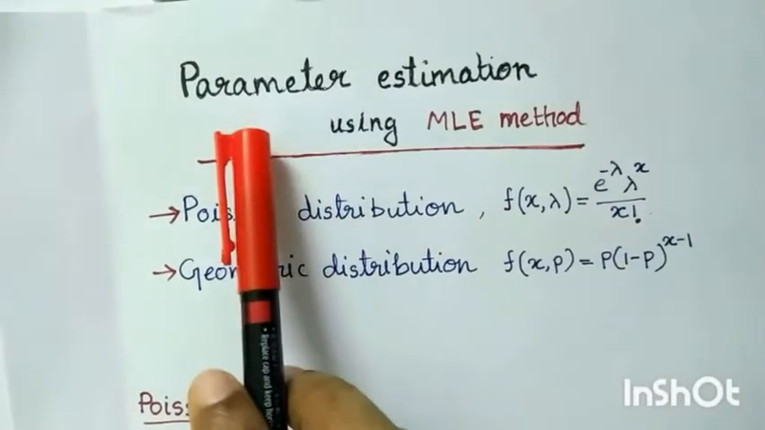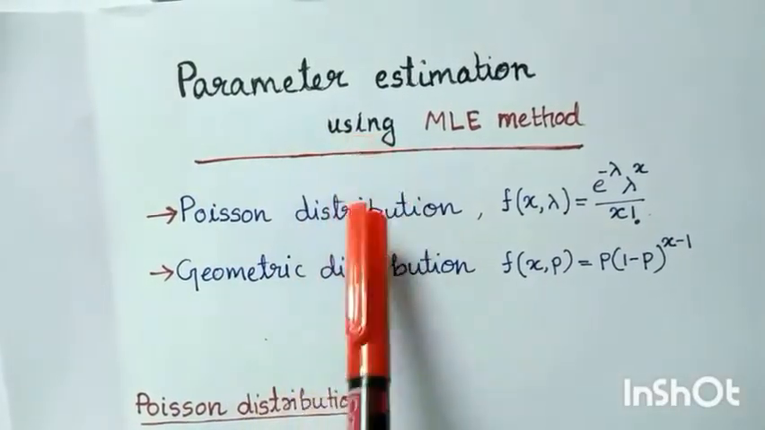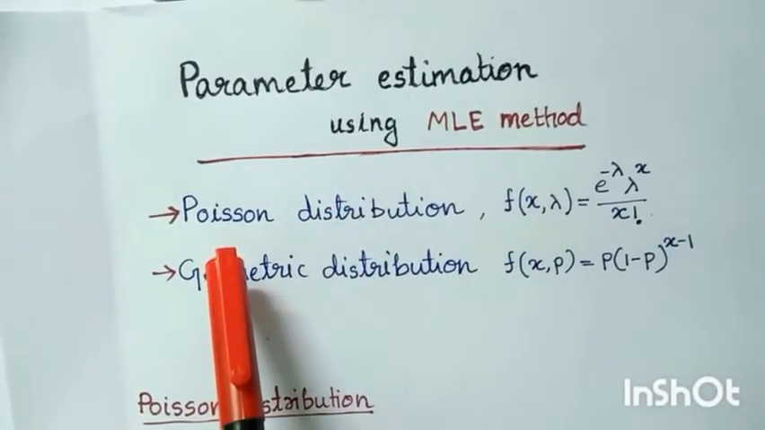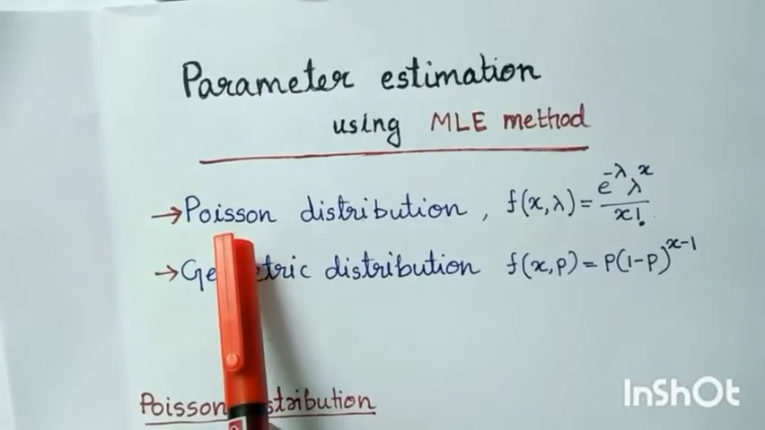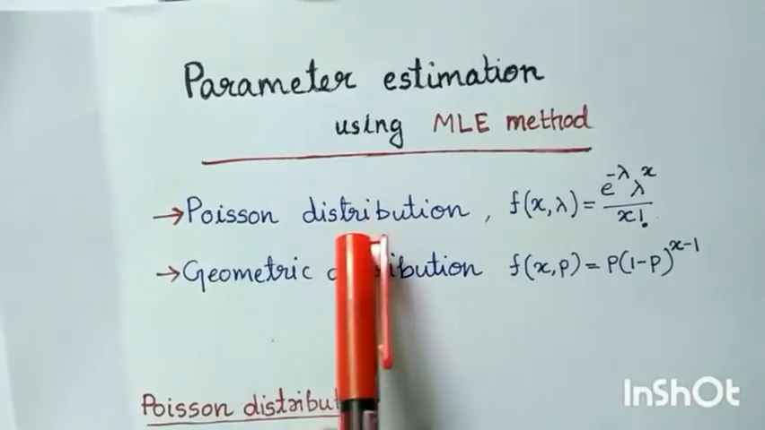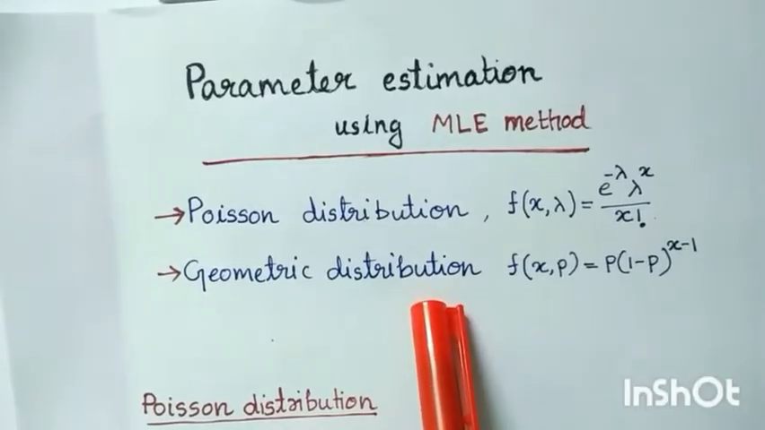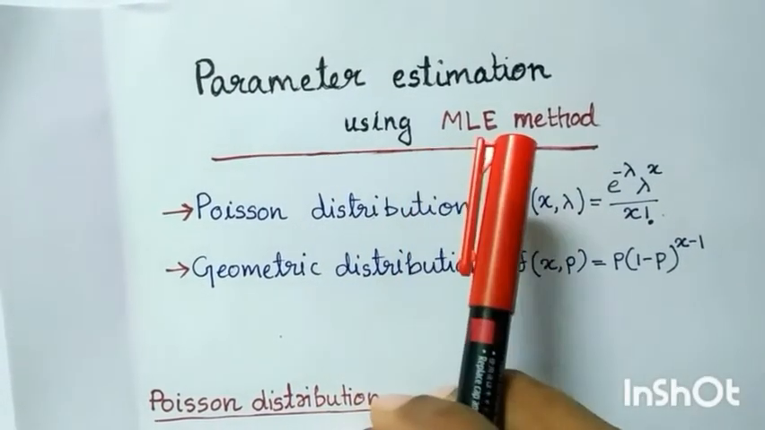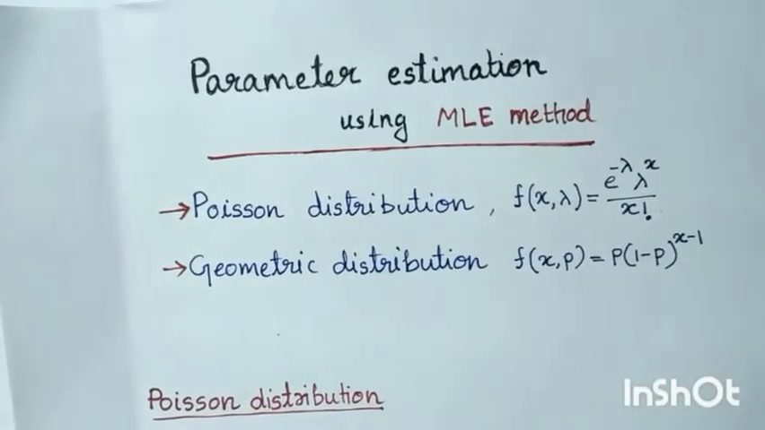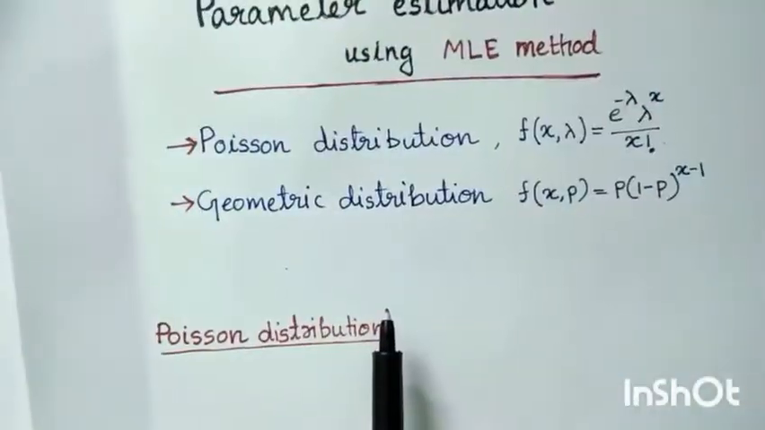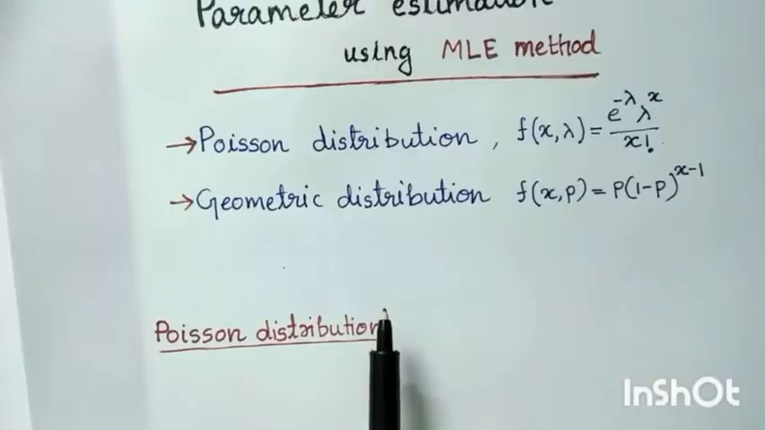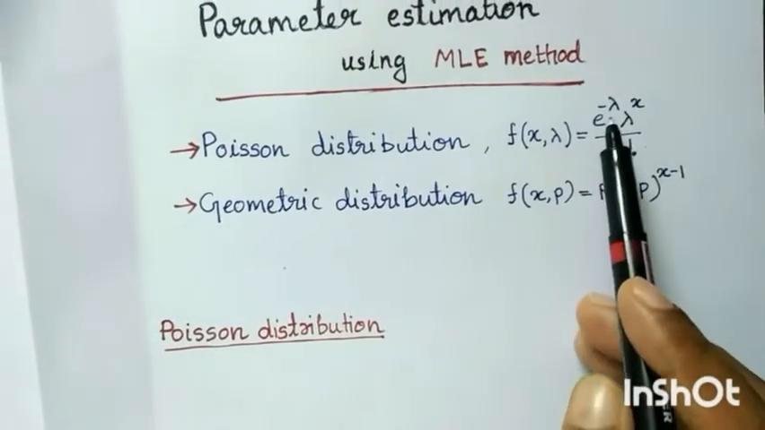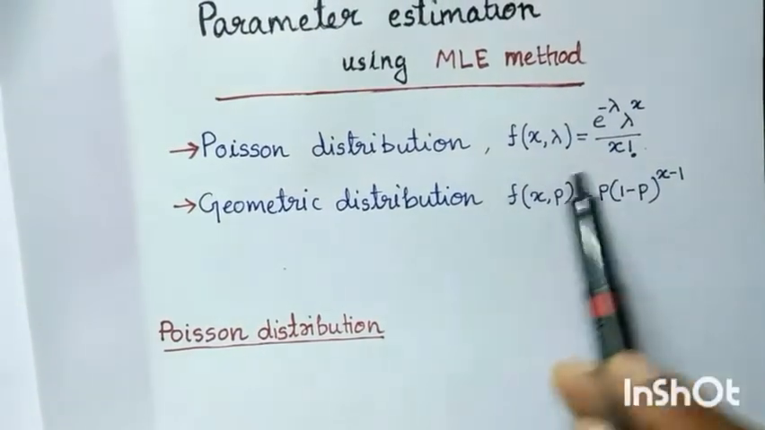Hello everyone. In this lecture we are going to find the ML estimate of two probability distribution functions, Poisson distribution and geometric distribution. So today's lecture only focuses on the parameter estimation using the ML method. Okay. First of all, let's see how to find the ML estimate of parameter lambda of Poisson distribution.